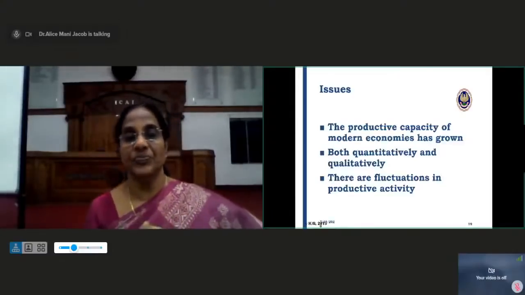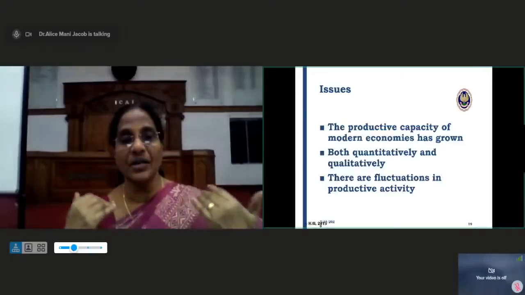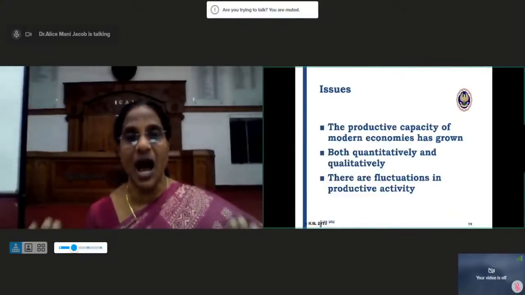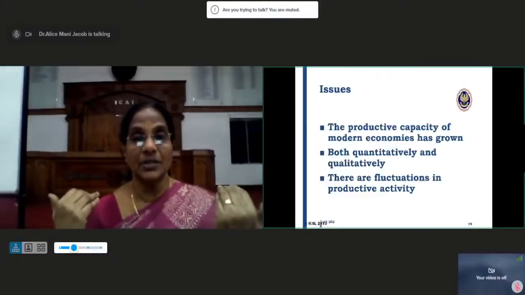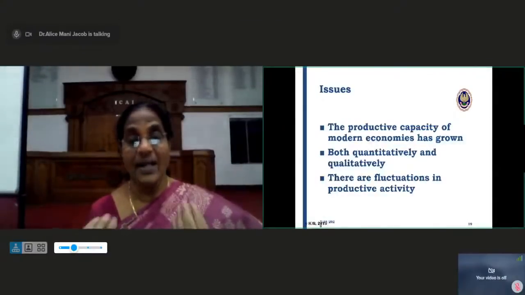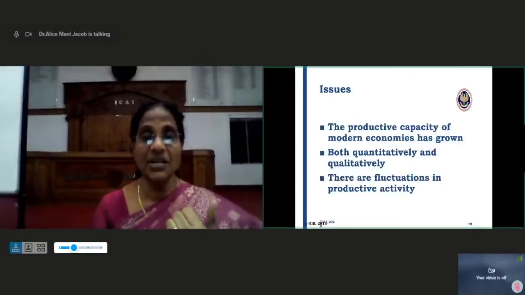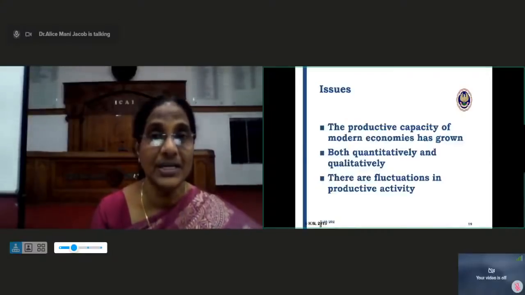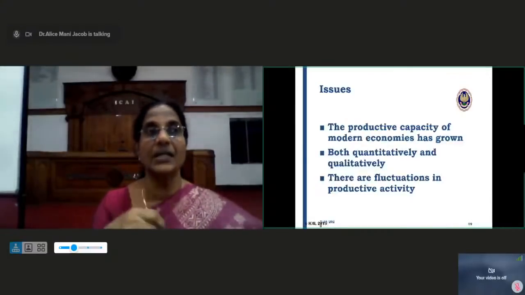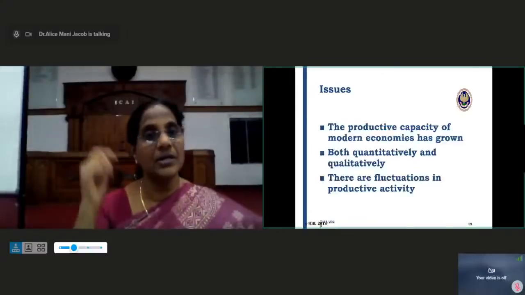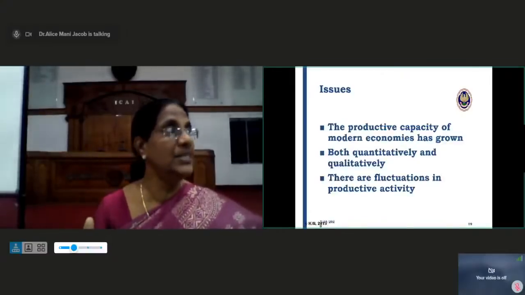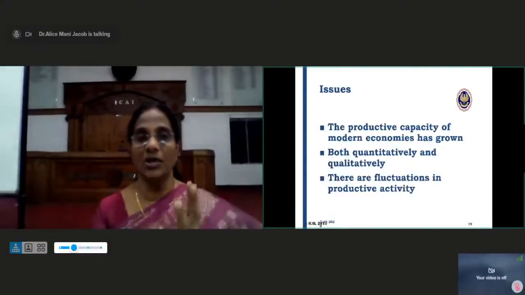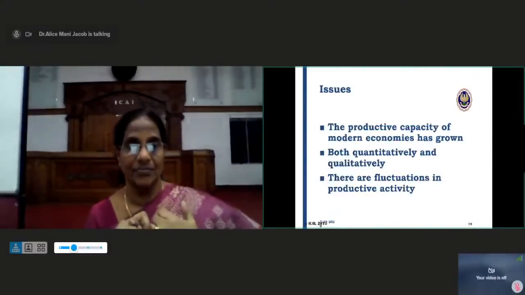There are computers and machines. Look at this. From one point, you are able to share the information with the class all over the world. This is technology, isn't it? And so both quantitatively and qualitatively, the quality has also increased, isn't it? Instead of sitting and writing notes, okay, you can refer to the internet and collect information, right? And so productive capacity, both quantity and quality, has increased.